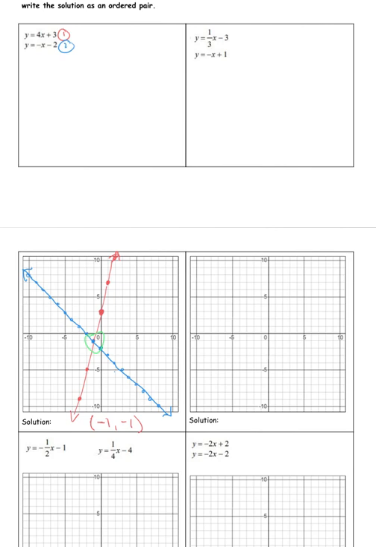All right, looking at the fourth one, we have y equals 1/3 x minus 3 and y equals negative x plus 1. Again, going to go ahead and label the two separate graphs. Graph the first one starting at negative 3, up 3 over 1, down 3 over 1. Okay, now I'm going to connect my points.